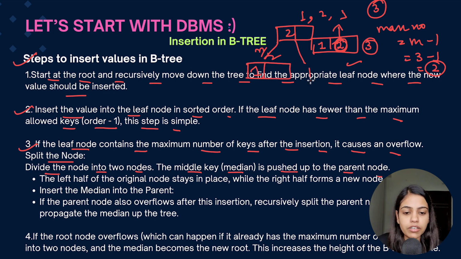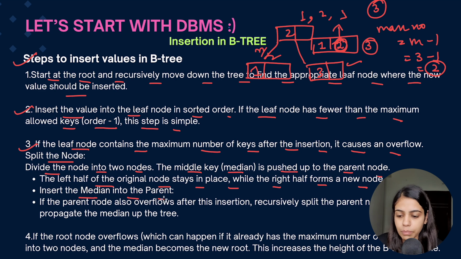To the left of this particular parent node, we will be having 1. To the right of this particular parent node, we will be having 3. So this will be a lesser value than 2 and this will be a greater value than the parent node. So the left half of the original node stays in place while the right half forms a new node. So insert the median into the parent. If the parent node also overflows after this insertion, recursively split the parent node and propagate the median up the tree.